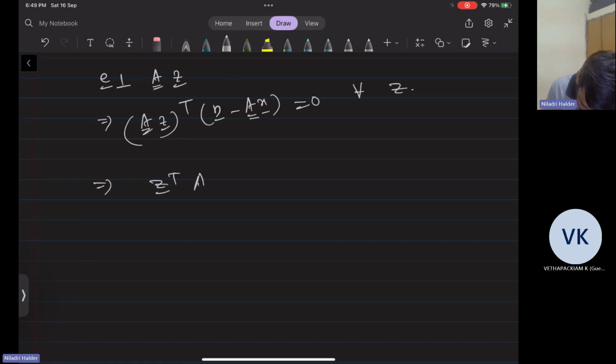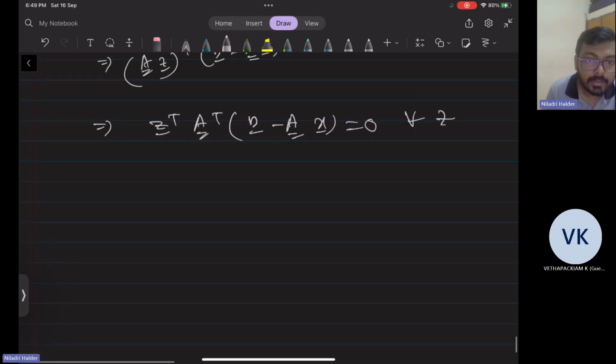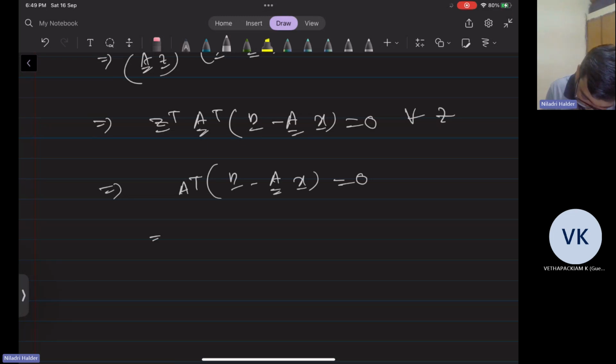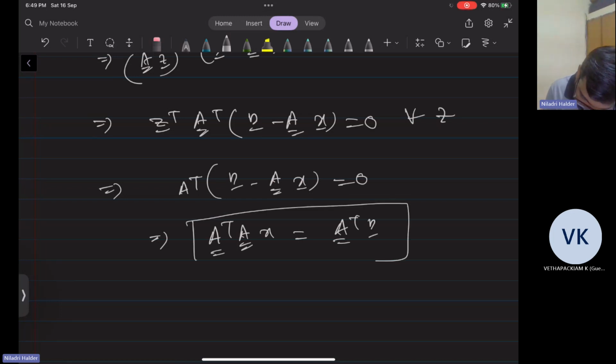So that means Z transpose (A transpose Y minus X) is equal to 0 for all Z. Okay, so that means this A transpose AZ. As this is true for all Z, then A transpose Y minus AX equal to 0. That means A transpose AX equal to A transpose Y. Yeah, done. So these are the normal equations.